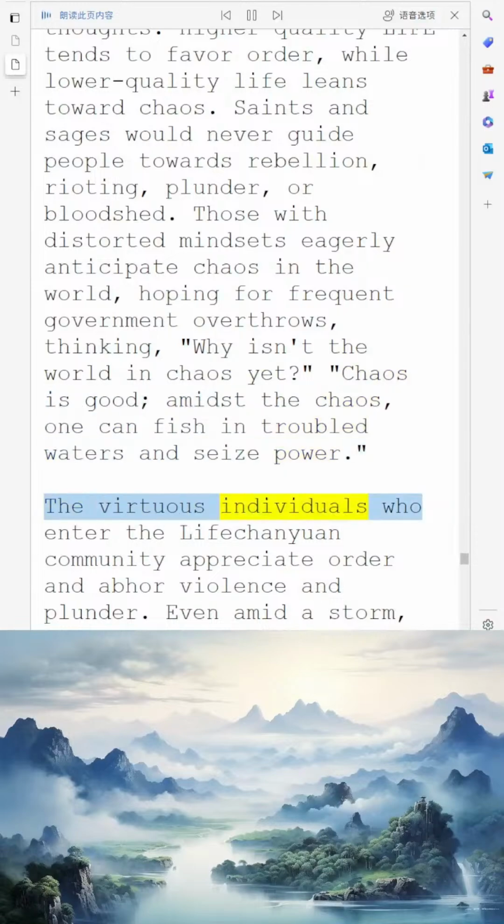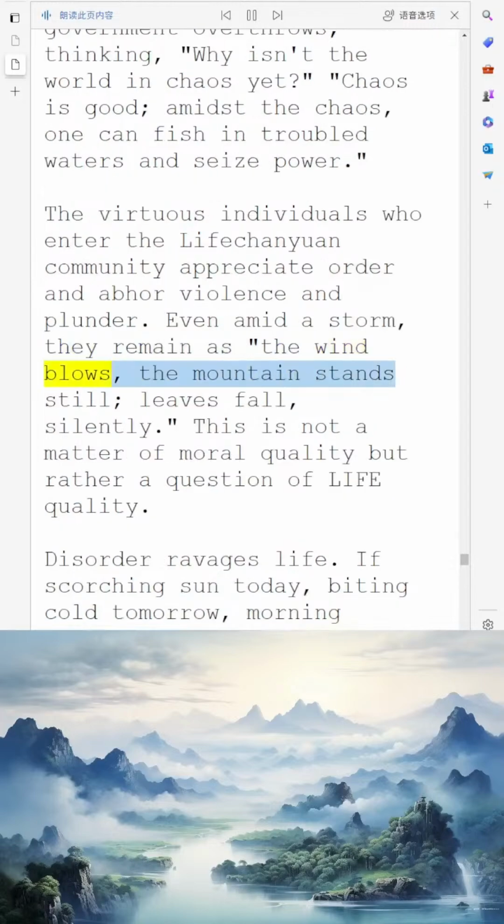The virtuous individuals who enter the Life of Chanyuan community appreciate order and abhor violence and plunder. Even amid a storm, they remain: as the wind blows, the mountain stands still, leaves fall silently. This is not a matter of moral quality, but rather a question of life quality.